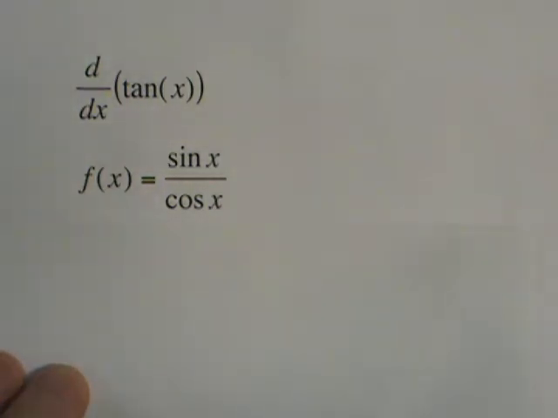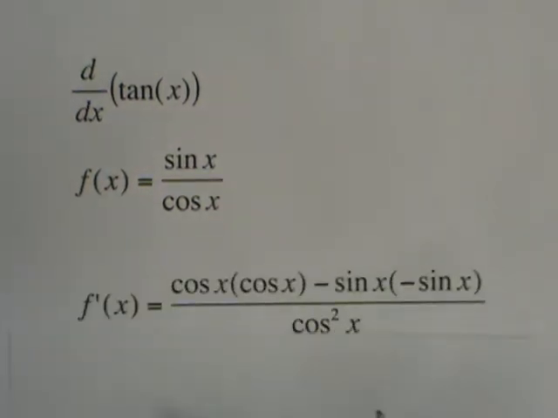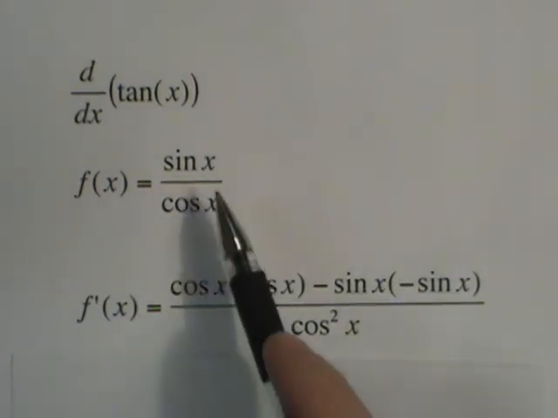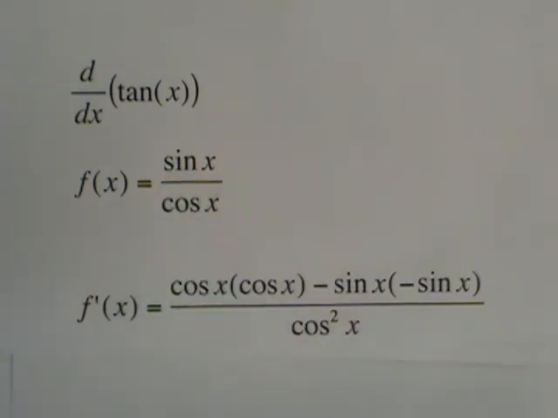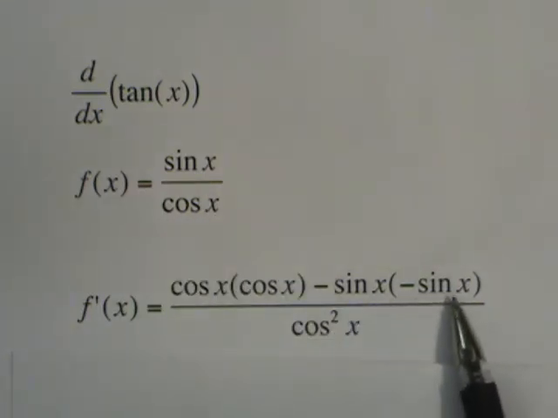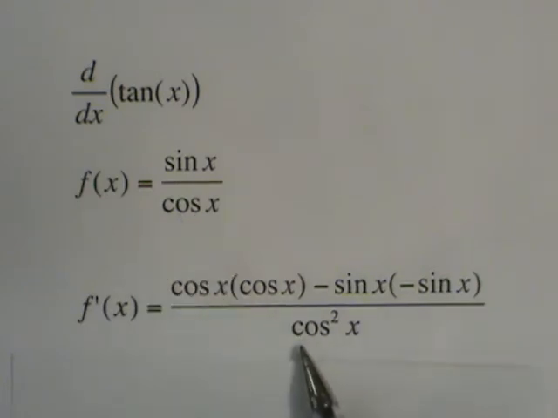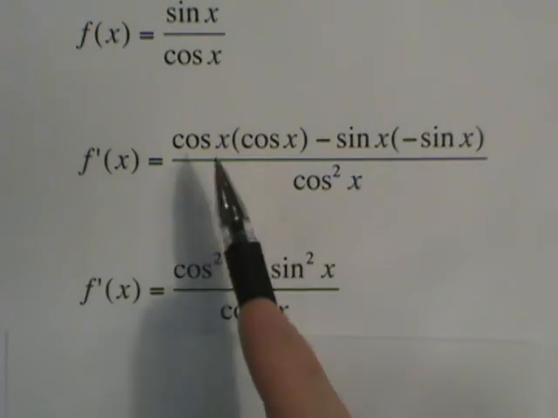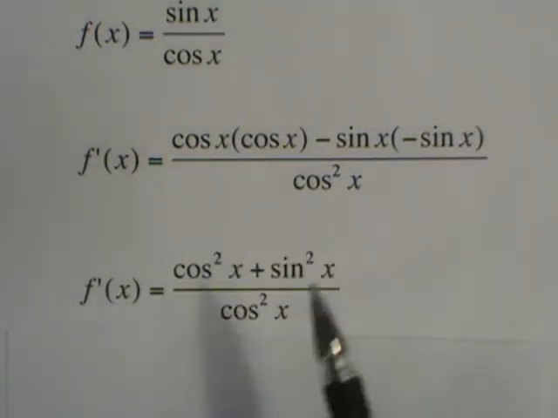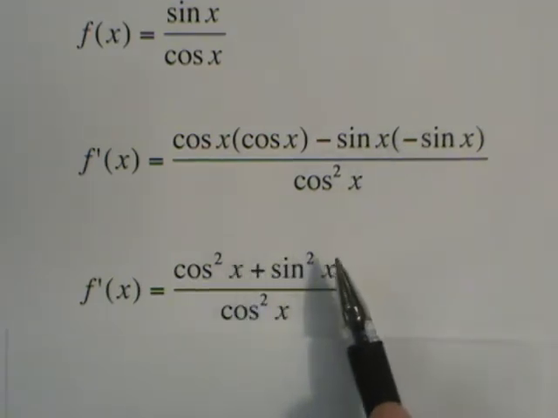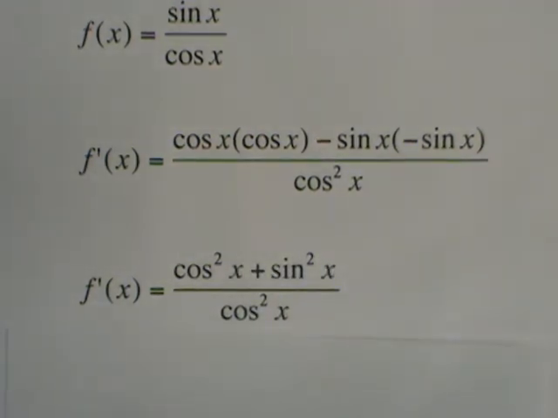And then when we apply the quotient rule, it says that we would go low d high, so cosine x times cosine x, the derivative of sine is cosine, minus high sine x, derivative of the bottom, derivative of cosine is negative sine, over the denominator squared. My next line, I know that cosine times cosine is cosine squared, and then I have two negative signs here. Negative sine times negative sine would be plus sine squared x over cosine squared x.